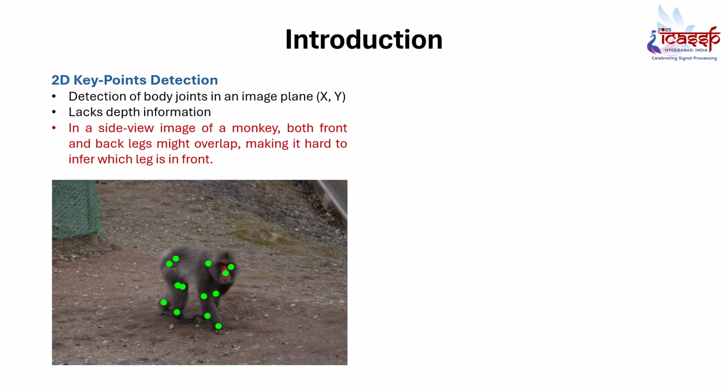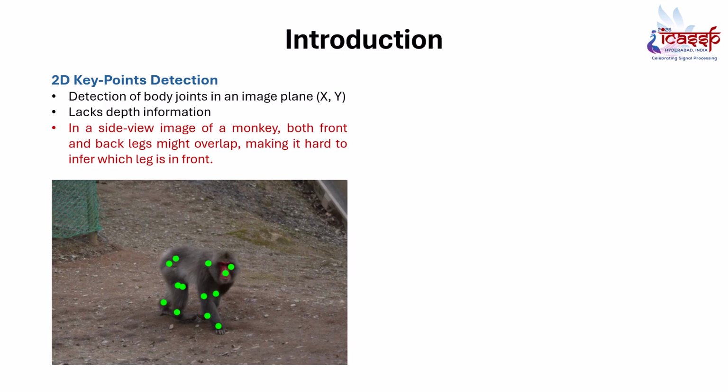2D pose estimation refers to the process of detecting key points of a subject, such as joints, limbs, or facial landmarks from a given image or video. These key points are represented in a two-dimensional plane with xy coordinates.